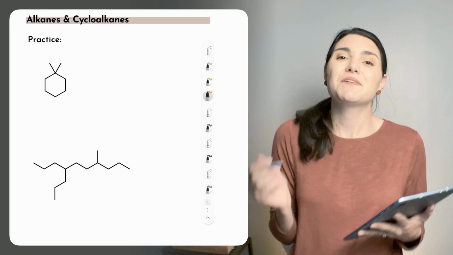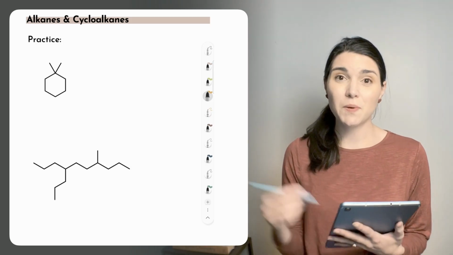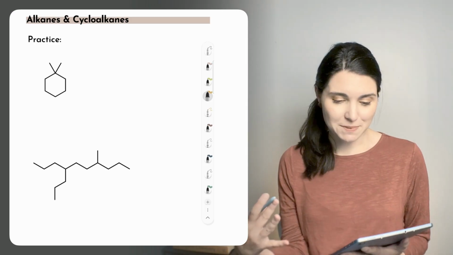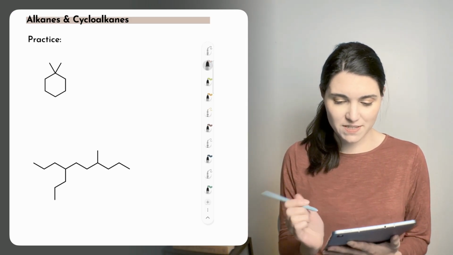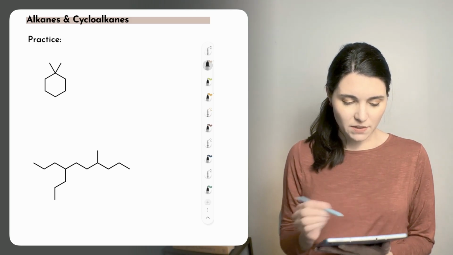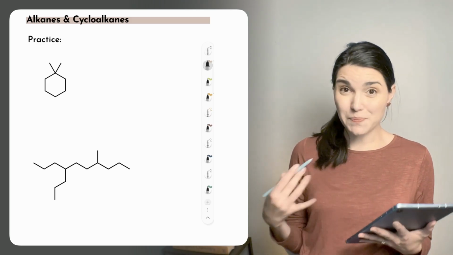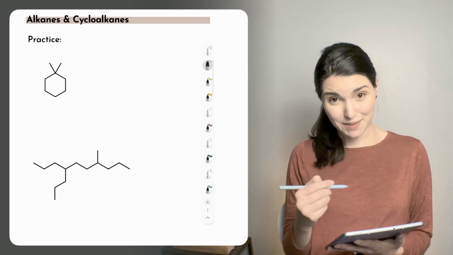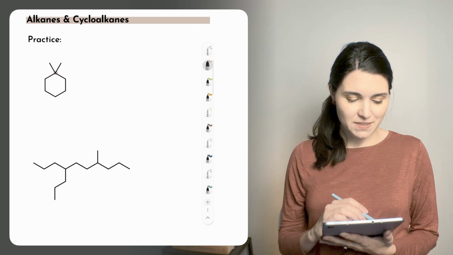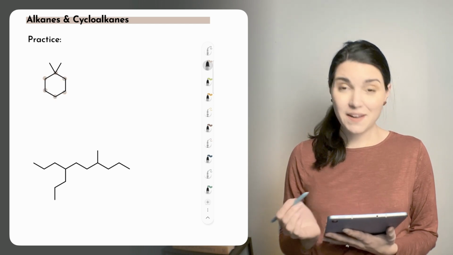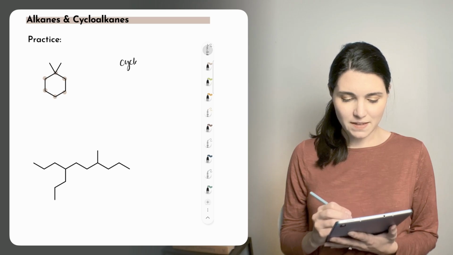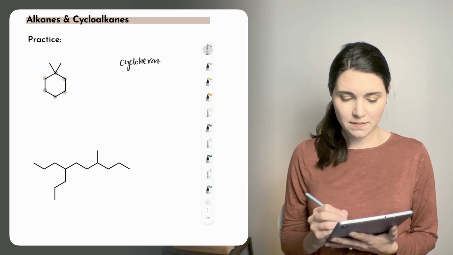Okay, we're going to do a little bit of practice with naming molecules with multiple substituents, or alkanes and cycloalkanes with multiple substituents on them. So here's our first practice example. We have a cyclic molecule, a cycloalkane, and you should be getting used to this by now, that when you see a hexagon, it's a cyclohexane, but I will highlight all the 6 carbons just so you can see. So this is a cyclohexane parent.